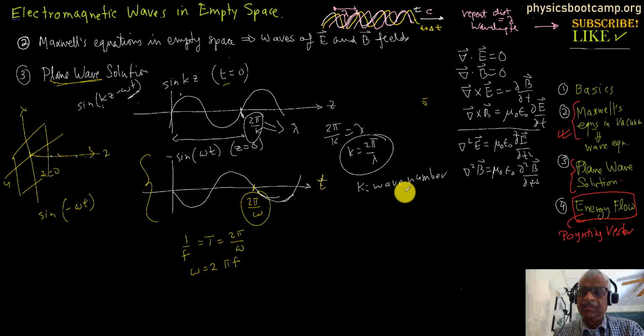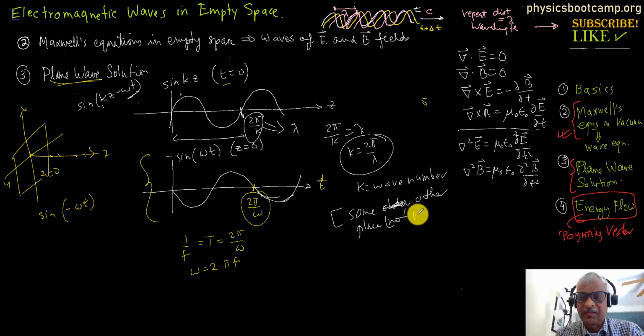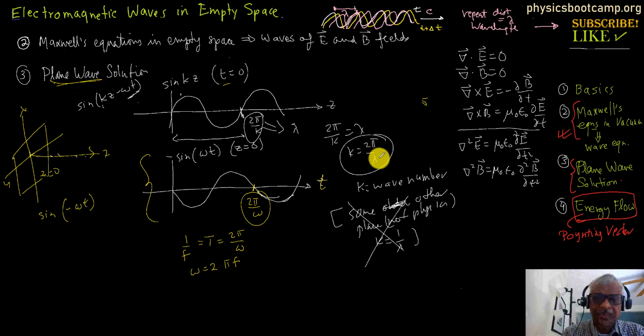Now there is a little bit of a problem with chemistry people. Some other places, not physics, define k as 1 over lambda, and we're not going to do that. We just say k is 2 pi over lambda.